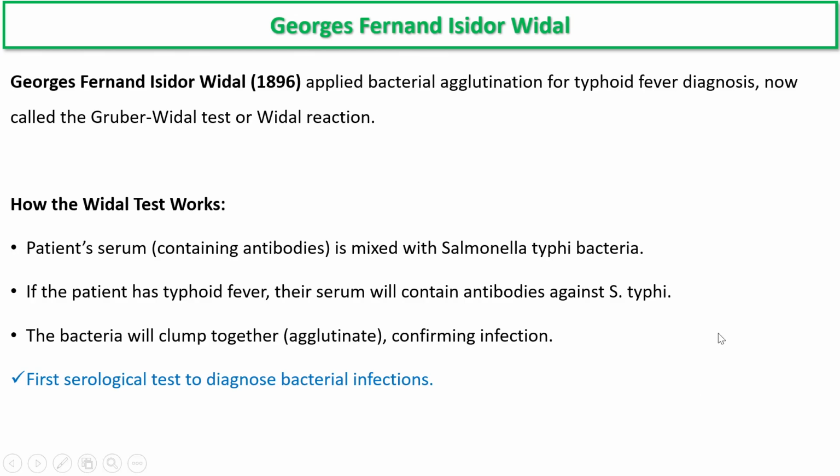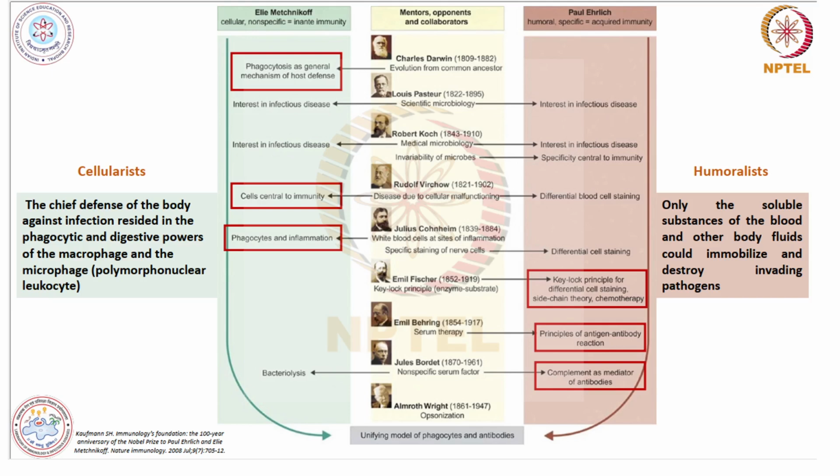So these were a few interesting stories of immunology. There is one slide in the presentation where some scientists are cellularists. They support the theory that the chief defense of the body against infection resided in the phagocytic and digestive power of the macrophages. Like they are saying, immune cells are responsible for providing defense from infection.